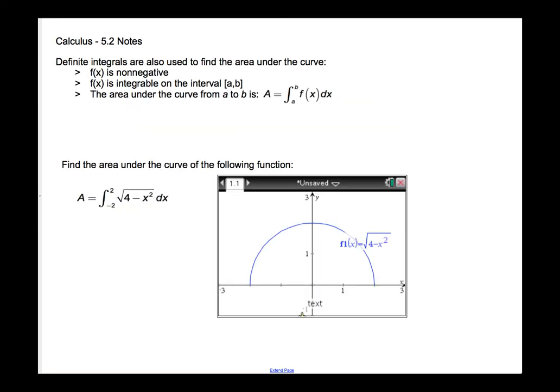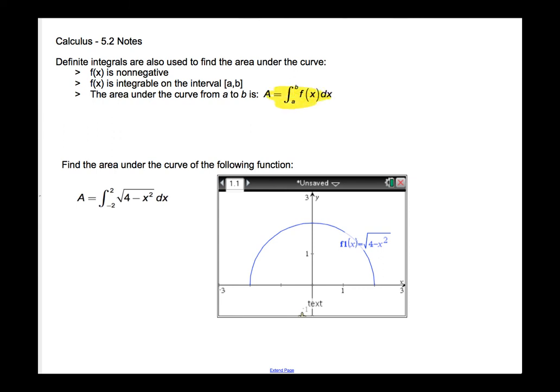Okay, remember a few key things here, and we're going to talk about it a lot, but definite integrals are also used to find area under a curve, and that's been mentioned several times. So what we want to do is look at where f of x is non-negative, in other words, all the values for y are positive. We want to look at f of x where it's integrable on the interval from a to b, in other words, it's continuous. We can take an integral of it. And we're going to look at the area under the curve from a to b as the integral of f of x. So we're going to look at this as our integral.